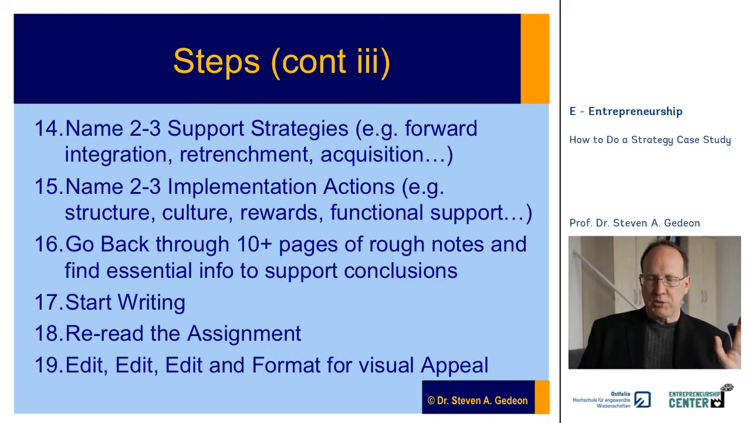Okay, step 16. Now you can go through your 10, 15 pages of rough notes that you've made, and find the essential information from those 15 pages and turn it into a nice, tight appendix that you use to support your conclusions. Nobody wants to see all your thinking. Nobody wants to see a chronological analysis of, first I thought this, then I thought this, and then I thought about this, and then I looked and found this information. Nobody cares about that. They care about what your conclusions are, and then what the data is to justify those conclusions.